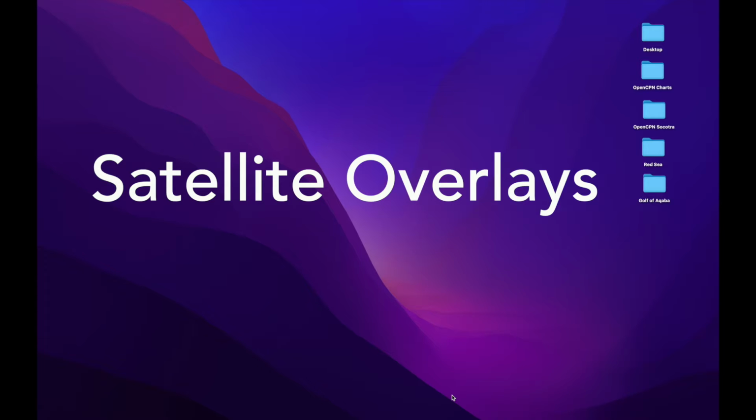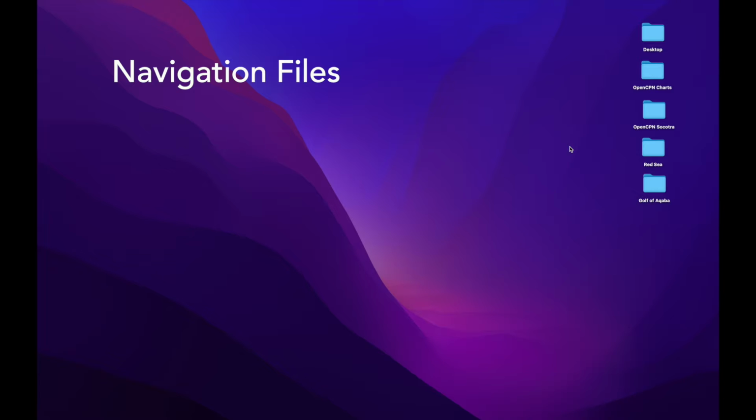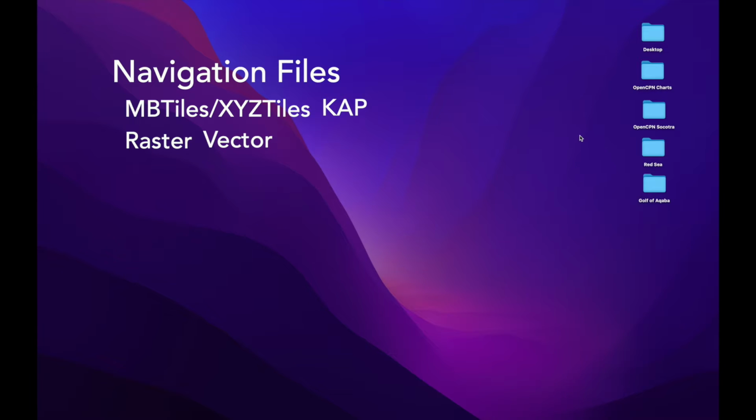Well, thank you for coming along for the ride on another Tip on Tuesday. This week, we're going to talk about making satellite overlays for OpenCPN. But first, I thought it necessary to talk a little bit about navigation files. What the hell is an MBTiles and XYZTiles file? And, of course, what is a cap file? And what's the difference between a raster and a vector file?